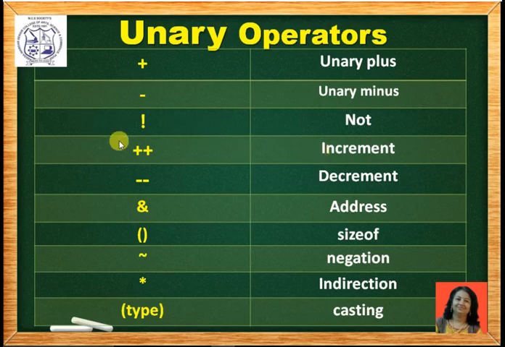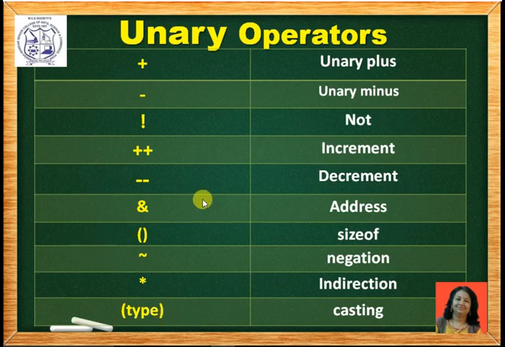Next are increment and decrement operators. They are special operators we will see in the next part. Next is the address operator, which gives the memory address of the variable. Next is the sizeof operator, which gives the size of any data type like int, float, etc. Next is the negation operator. It is a bitwise operator which complements the bits: 1 becomes 0, 0 becomes 1. It flips the bits. Next is the indirection operator used in pointers. And last is the casting operator, which is used to cast one type to another type.